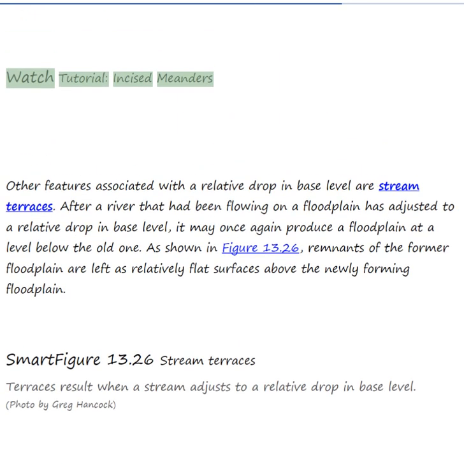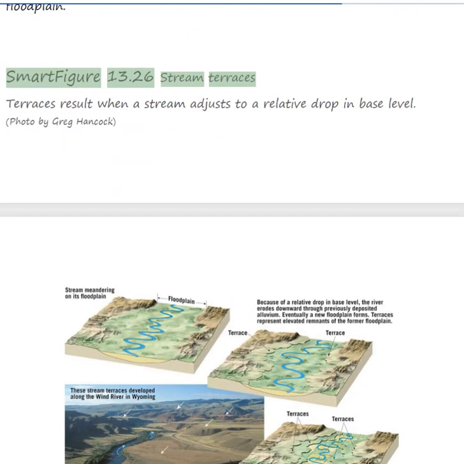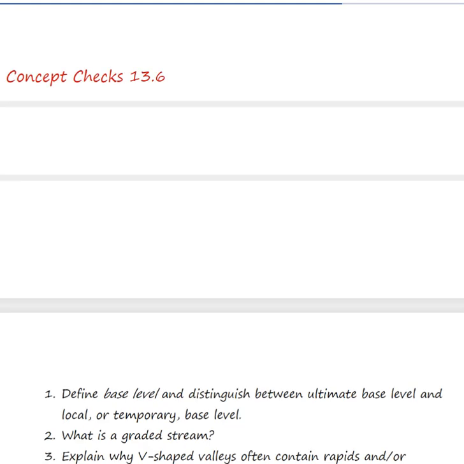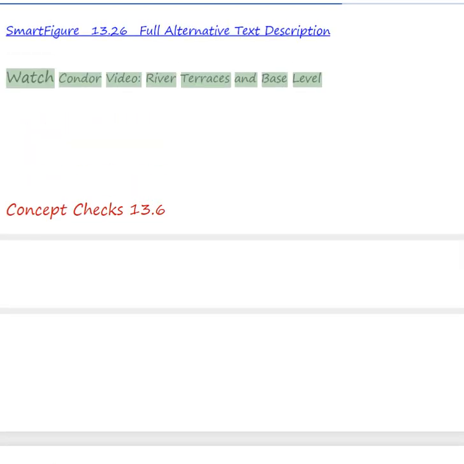Watch tutorial, Incised meanders. Smart Figure 13.26 Stream terraces. Smart Figure 13.26 Full alternative text description. Concept checks 13.6. Watch Condor video, River terraces and base level.